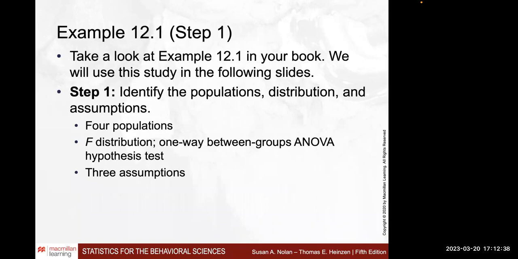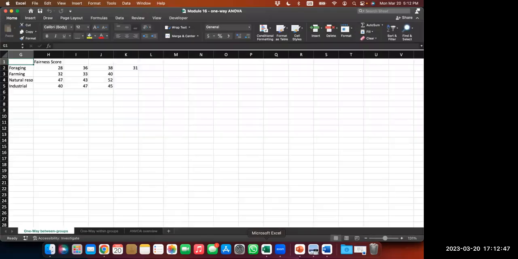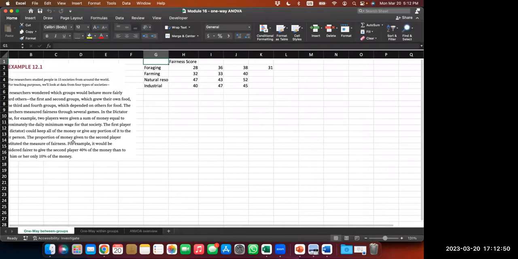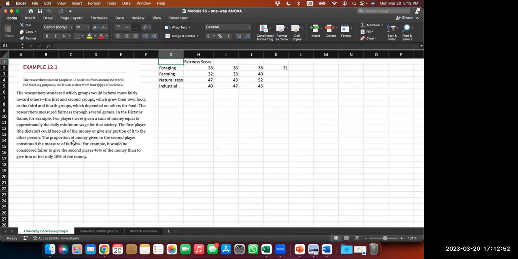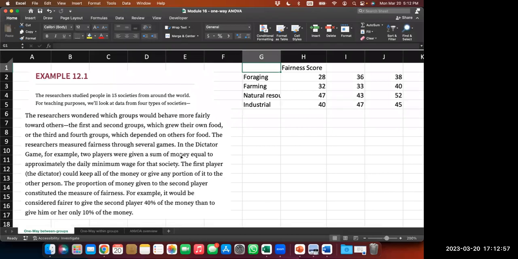Now we're going to go into an example. Example 12.1 is the example in your Excel spreadsheet. This is a sociological experiment. I find this interesting to look at, and it's a real life example. That's what I like about Norden and Heinzen: they use real life examples from sociological or psychological studies. Obviously, it's only a subset of what has really been studied.